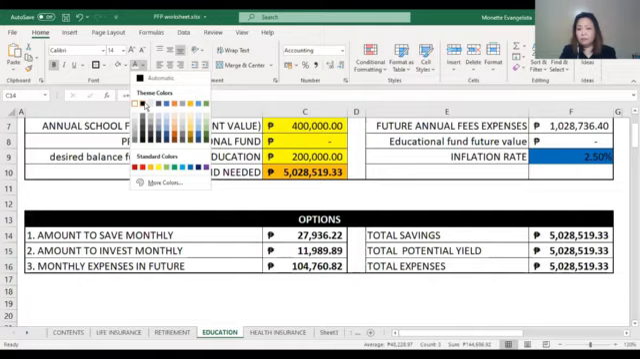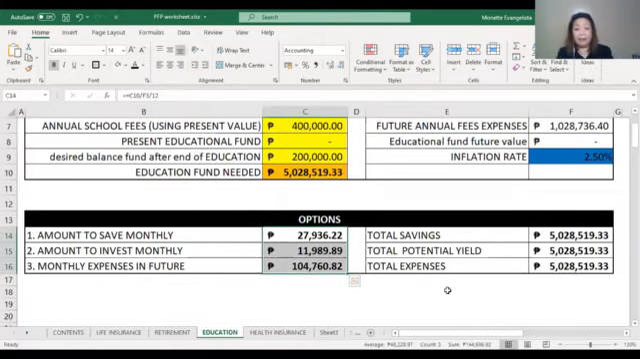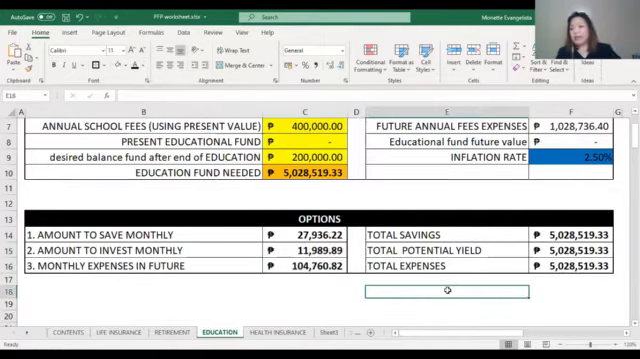Okay. So, here it is, ladies and gentlemen, showing you based on my Excel file. If you are just going to save for it, Dr. Ellen, you'd need to start saving now 27,900 per month. After 15 years, it will be 5 million. Or, if you intend to invest, you just need to invest 11,900 a month. And after 15 years, you already have a potential yield of 5 million.